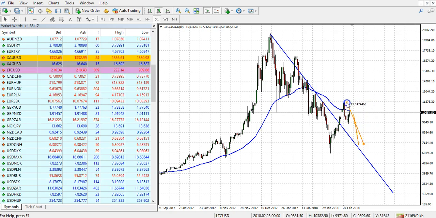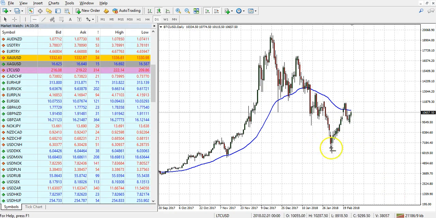Well, we have different resistances here. We have 1, we have 2, we have 3. All these levels can be set as objectives, but you must be prepared for another pullback. That pullback can be either a retest. You can remove this here.